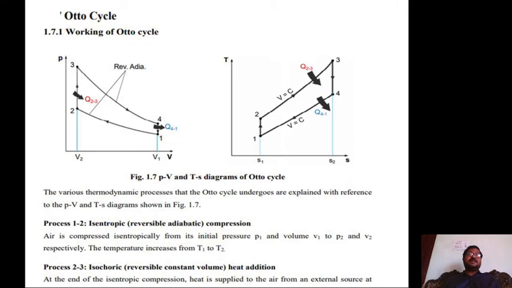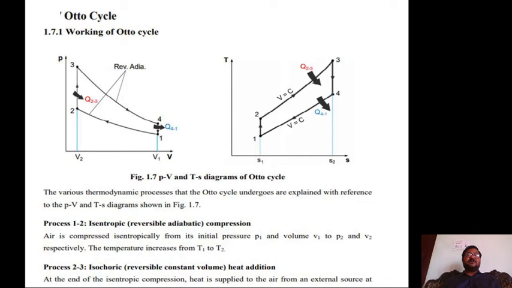If you call this a reversible adiabatic process, then the equation used is P1 by P2 is equal to V1 by V2 raised to the power of gamma, is equal to T1 by T2 raised to the power of gamma by gamma minus 1. Or else, if you compare with the temperature, T1 by T2 is equal to P1 by P2 raised to the power of gamma minus 1 by gamma, is equal to V2 by V1 raised to the power of gamma minus 1. You can correlate that equation in any manner.